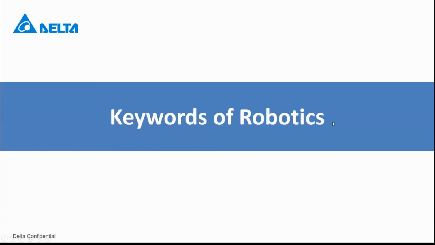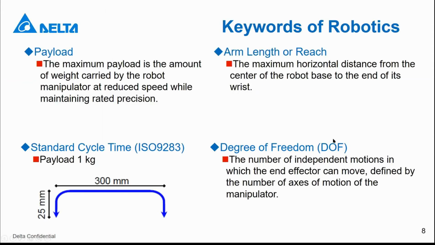So first is the keywords of robotics. On the first page there are four important keywords of robotics. First is the payload. Payload means, at the end effector of the robot, how heavy your gripper or object or workpiece will be. This is very important because when you are choosing a robot, you need to choose a payload that is higher than your workpieces. Then the robot can handle the workpieces. So this is the first keyword.